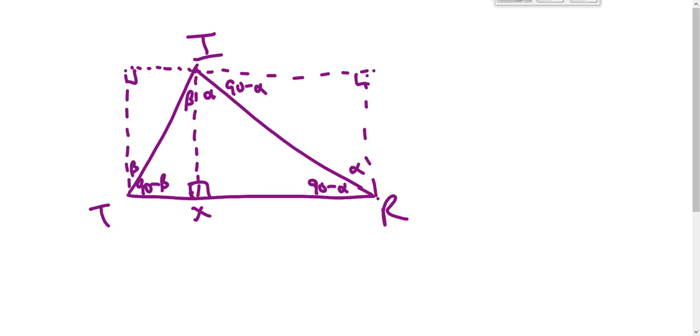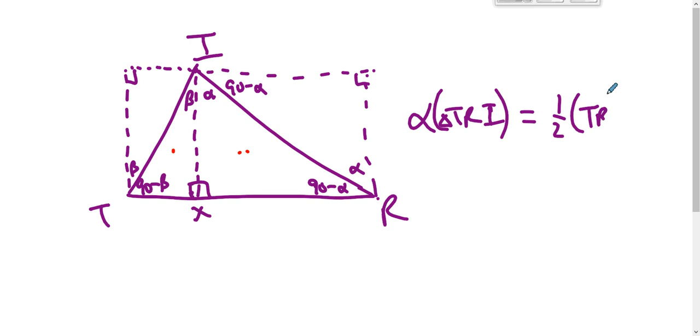But wait a minute. This is half of that, and this is half of that. So this is half of that. So the area of triangle TRI is 1/2 base times height. No tricks here. It's just really straightforward how we get the area of a triangle.